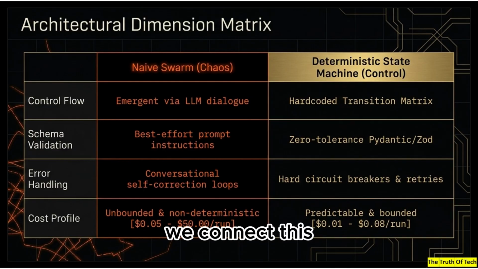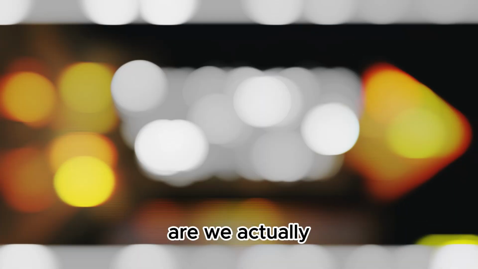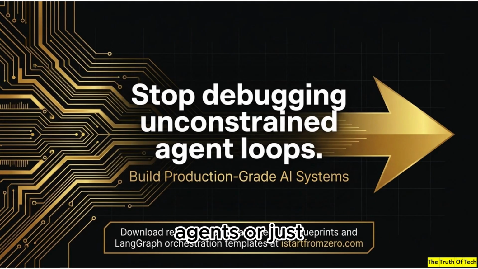And if we connect this to the bigger picture, well, it really makes you wonder about the terminology we use. Oh, how so? Well, think about it. If enterprise AI only succeeds when its autonomy is entirely locked in a programmatic cage, are we actually building independent agents or just highly advanced, very expensive calculators?